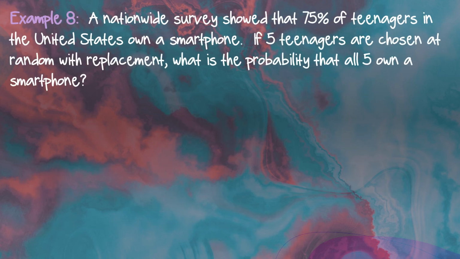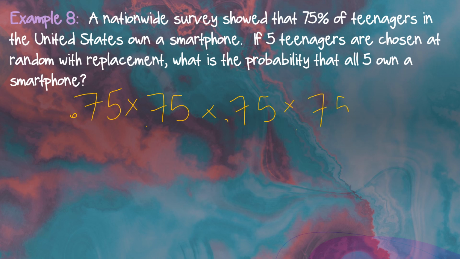Last example, a nationwide survey showed that 75% of teens in the United States own a smartphone. If 5 teenagers are chosen at random with replacement, what is the probability that all 5 own a smartphone? So 75% is the same thing as 0.75. And you're just going to multiply that for all 5 teenagers. If you want, you could have also changed it to a fraction, 3/4.